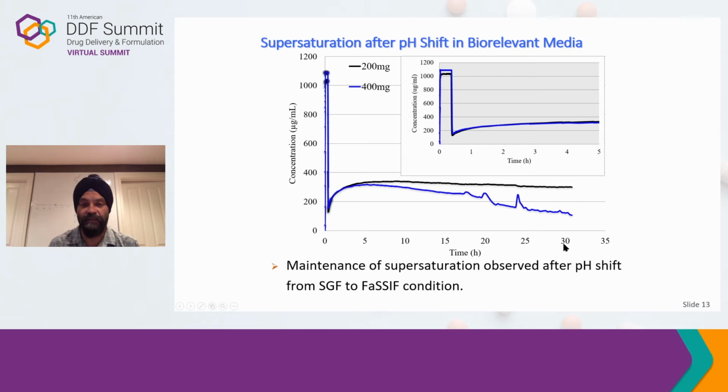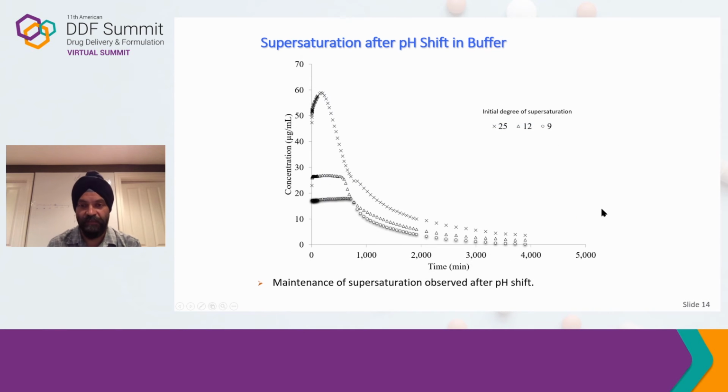30 hours time window is much longer than the biorelevant time window of absorption, which could be in the insert, as you can see, about 5 hours. So this is indicative of the supersaturation. This is one of the in vitro assays that can be quickly used after the pH shift. We also talk about the supersaturation after pH shift in buffers and the parachute effect.